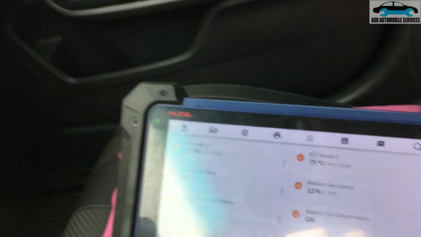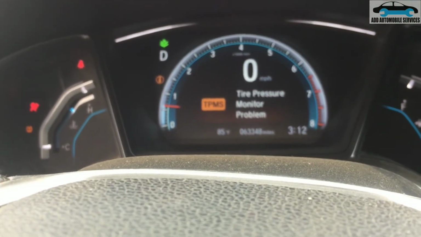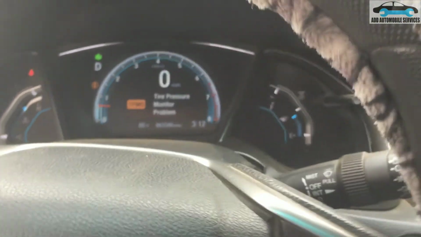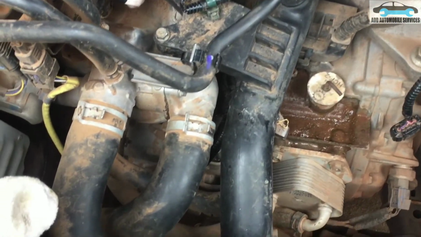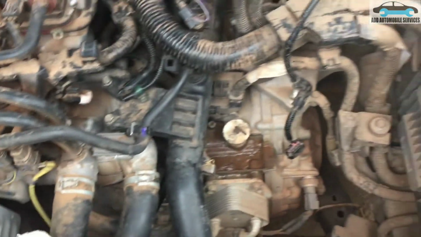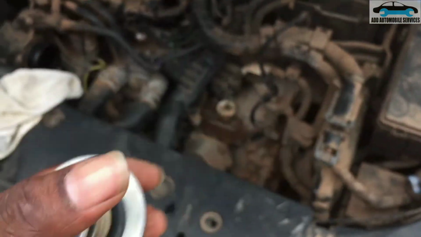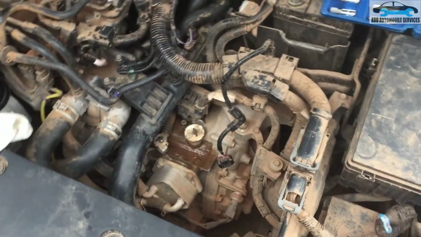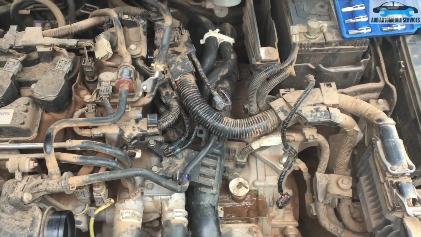So I think I'll continue, and you can see the temperature is way above the half. So I'll keep diagnosing it and see. What I've done is I've taken the thermostat out, and this is the thermostat. So I'll test drive it and make sure, if the temperature difference is not that much, then I'll know what to do from there or what to change next.